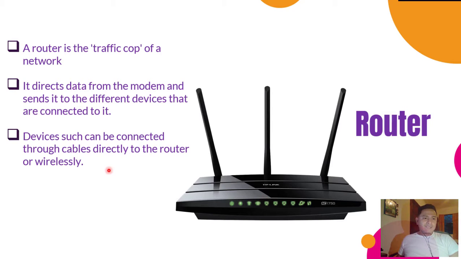Okay, so devices such as computers, laptops, game consoles, digital televisions, and even mobile devices can be connected through cables directly to the router or wirelessly. Because it's called a router and because it has an antenna, it doesn't mean that this router will work only wirelessly. No, this router can also have Ethernet cables that are going to be connected to devices.